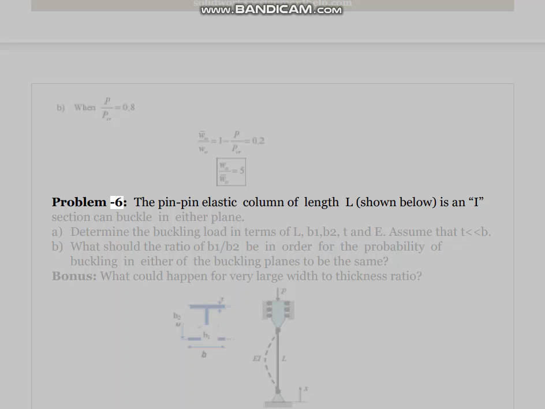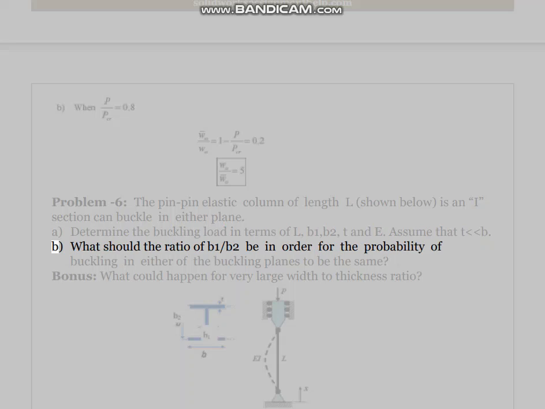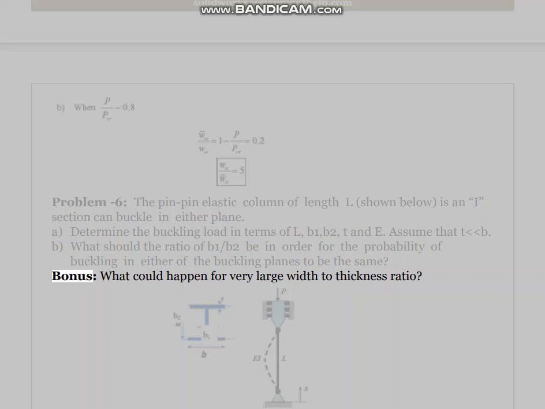Problem 6. The pin-pin elastic column of length L, shown below, is an I-section that can buckle in either plane. A. Determine the buckling load in terms of L, B1, B2, T and E, assume that T is much smaller than B. B. What should the ratio of B1/B2 be in order for the probability of buckling in either of the buckling planes to be the same? Bonus. What could happen for very large width to thickness ratio?